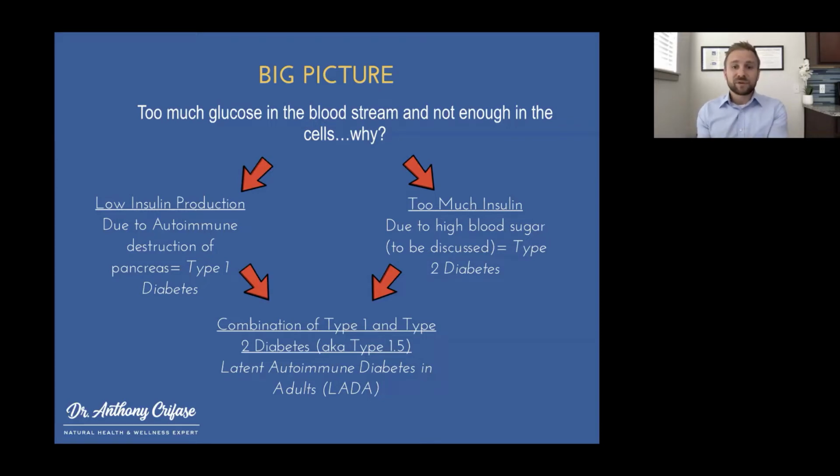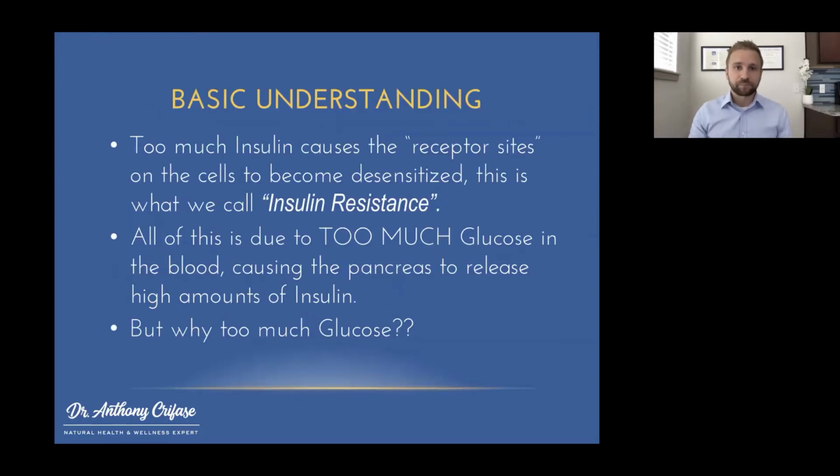Now, a type 2 diabetic is where you have too much insulin, and I will discuss this in a second. And this is due to too much high blood sugar in the first place. Now, there's a third type of diabetes, and this is called type 1.5. This is known as latent autoimmune diabetes in adults, or we will call it LADA. And this is a combination of type 1 diabetes and type 2 diabetes. And I'm going to go over this here today.